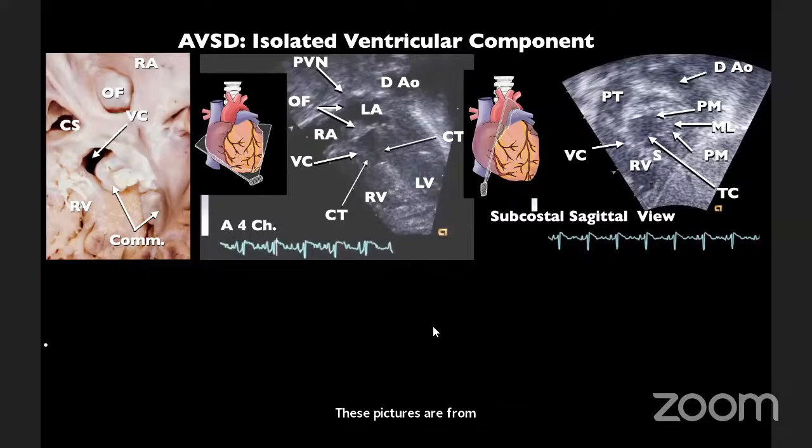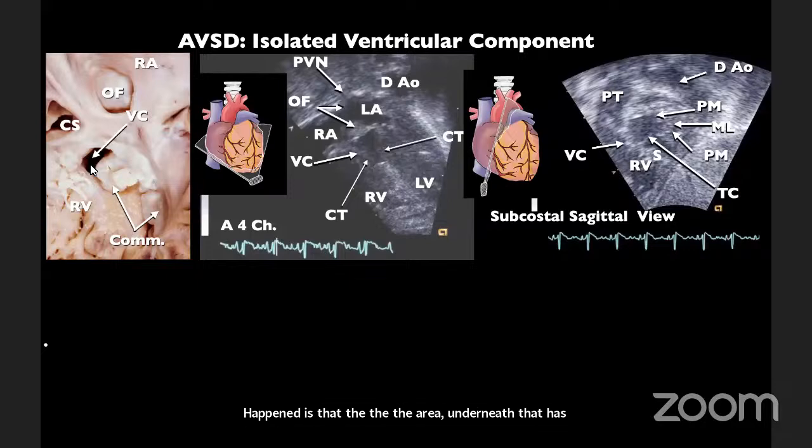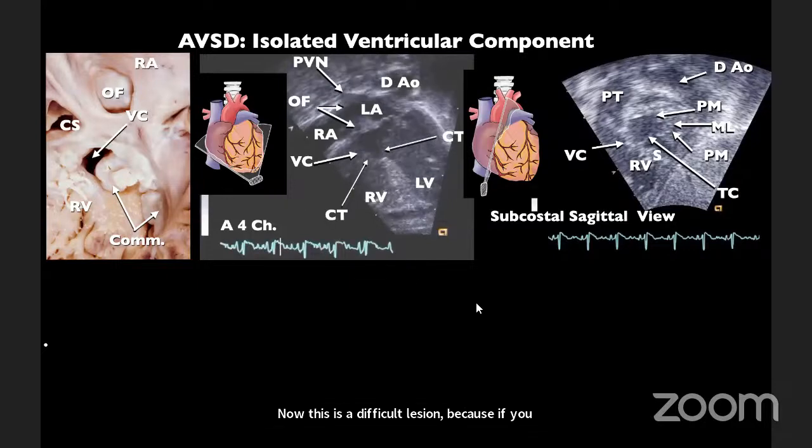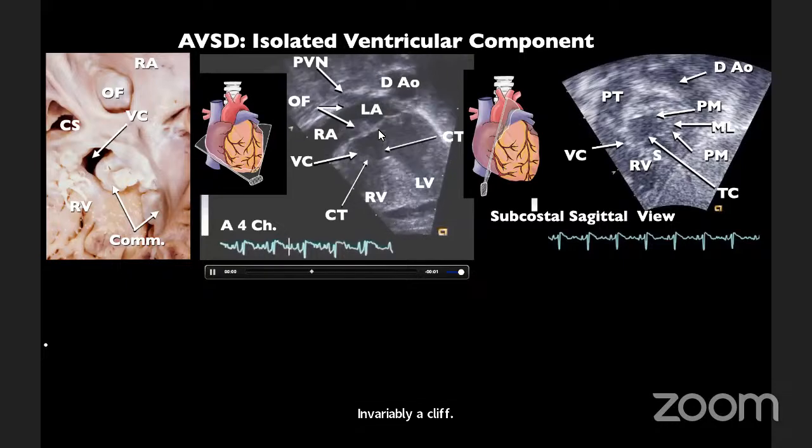And then here is just the isolated ventricular component of the defect. And here you see the coronary sinus and the oval fossa. And here the atrial septum has fused with the AV junction. The only thing that's happened is that the area underneath that has not fused, and you have a ventricular component. Now, this is a difficult lesion because if you call this a membranous ventricular septal defect or a big inlet VSD, the surgeon wants to repair this as a VSD, whereas he has to really repair this as an AV septal defect. There's almost invariably a cleft mitral valve here, or a cleft in the left component of the AV valve, the so-called mitral valve.